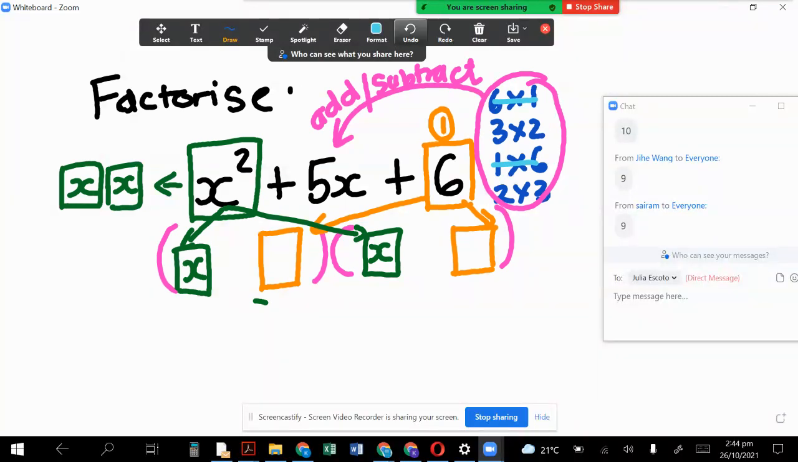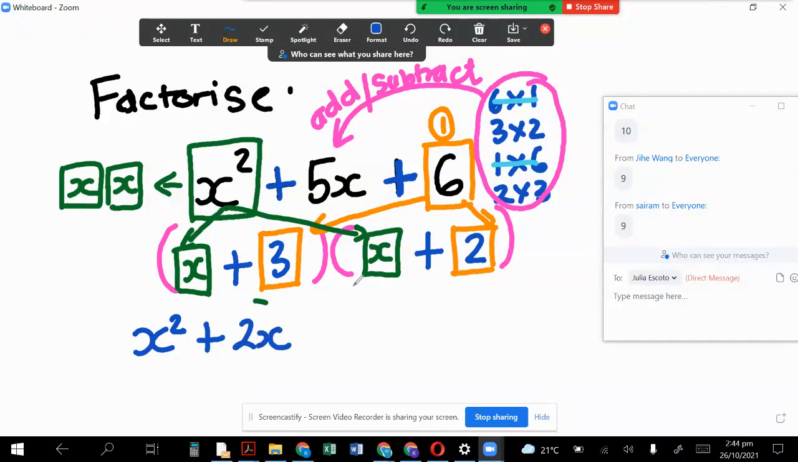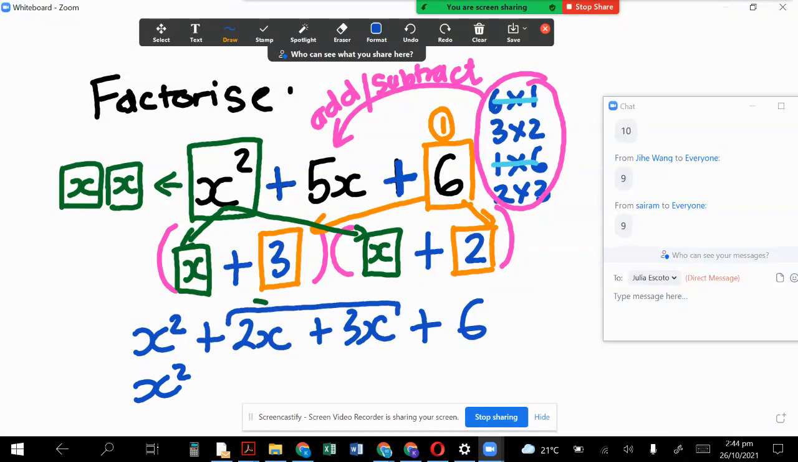Let's try 3 and 2 now. If I'm going to put 3 and 2 in here, let's see what happens. Put 3 over here, 2 over here, and it's all pluses. Plus 3 times plus 2 gives you plus 6. And if I multiply this out, I can do a check. X times x gives you x squared. X times 2 gives you 2x. 3 times x gives you 3x. And 3 times 2 gives you 6. And there we go. This looks like it's working out because the middle term becomes 2 plus 3, which is 5x, which is the same as the one we want.